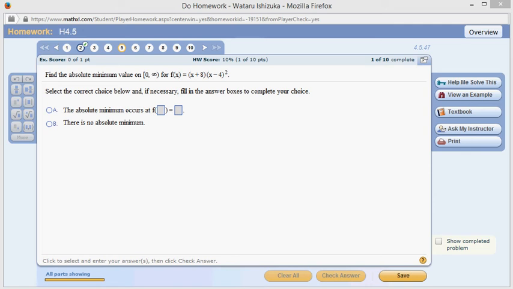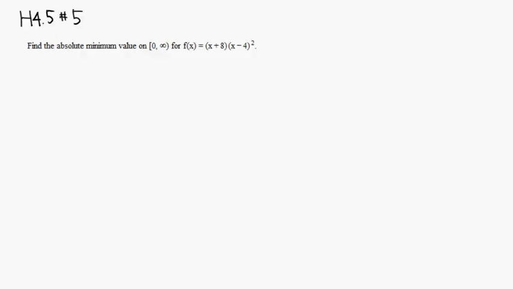Alright, let's look at homework 4.5, problem number 5. We want to find the absolute minimum value of this function over the interval from 0 to infinity, including 0. Alright, so let's do that.